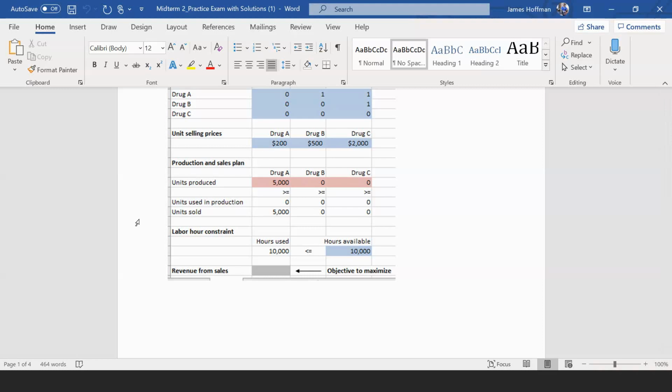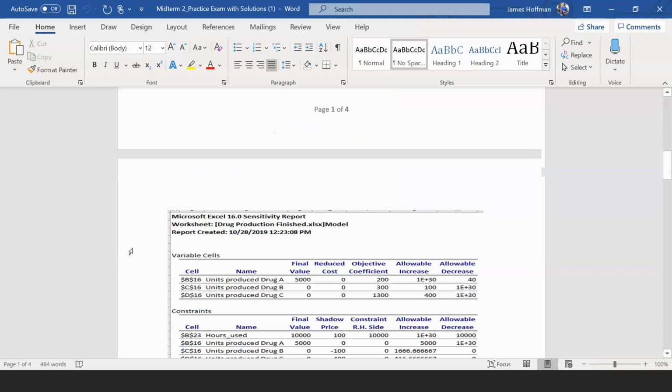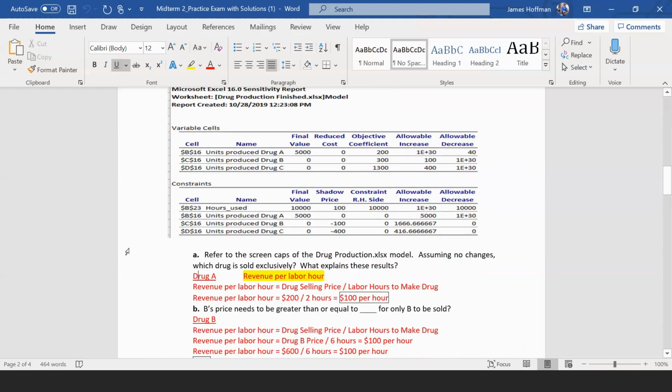And remember that there's only one factor in the production process, and you can see that currently the only drug that's being sold is drug A. And so drug A is the drug that's currently being sold. The other 2 drugs, B and C, nothing is being sold at the moment. Okay, so drug A is sold exclusively, and the revenue per labor hour concept explains that.